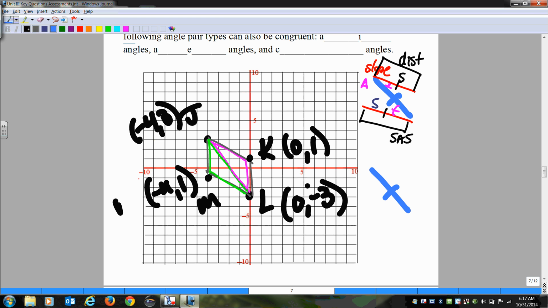Or, again, reflexive down the middle. You could use the distance equation to show that these are equal. Distance. And then you can use the distance equation to show these are equal on this side, all 4. Distance. So that way you're doing distance 4 times, and that's going to give you side, side, side.